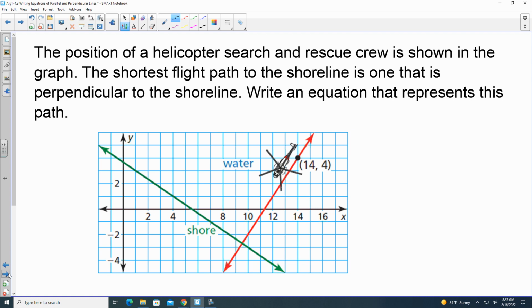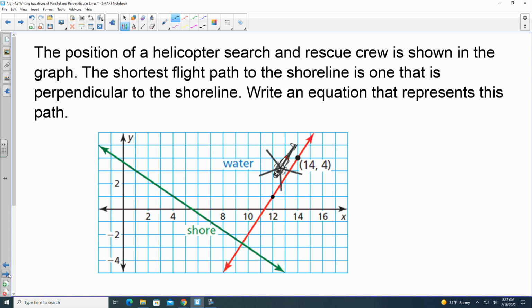All right, so here it says the position of a helicopter search and rescue crew is shown in the graph. The shortest path to the shore is the one that is perpendicular to the shoreline. They're asking us to write an equation that represents that path. So the first thing that I would do is try to find points that go through integers.